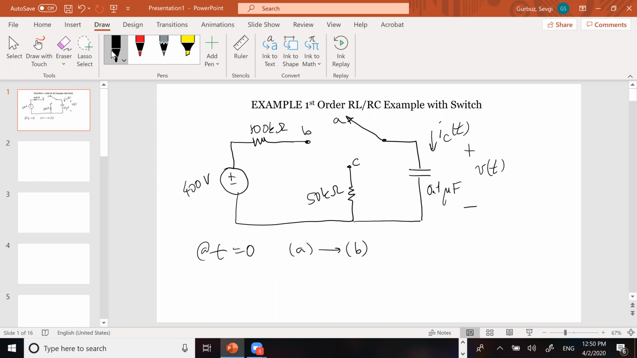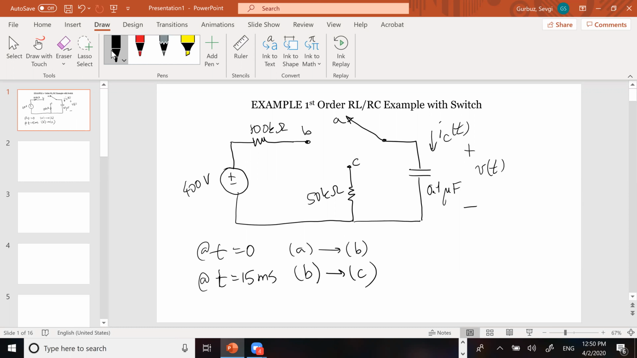So once it moves to position B, the capacitor will start charging due to the connection to the 400 volt supply. And after 15 milliseconds, so when t is 15 milliseconds, the switch though is going to move from position B to position C. And this will allow the capacitor to then discharge through the 50 k ohm resistor.